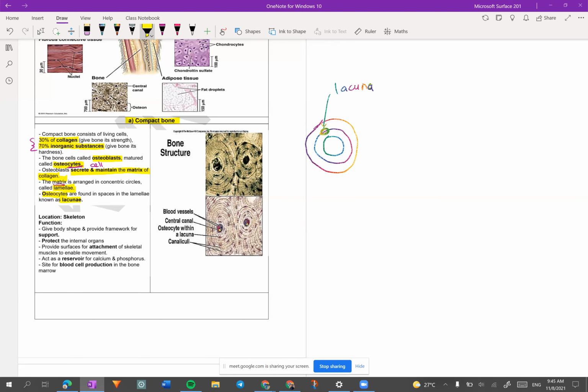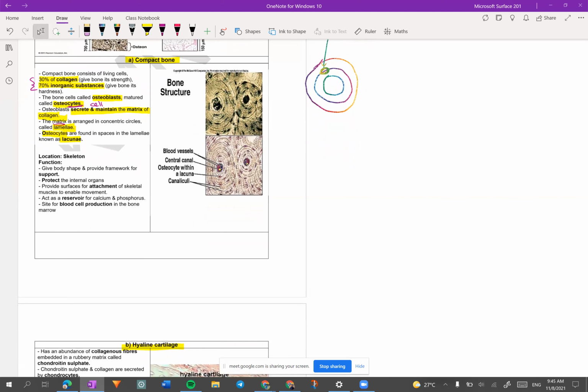Now you need to know about the location. Of course the location is the skeleton. And the function is more to give you support, protect organs, for attachment of the muscle, as a reservoir for calcium and phosphorus. That's why you eat calcium for strong bones. And then a site for blood cell production. We will look at blood cells later. It turns out blood cells are produced here, in the bone.